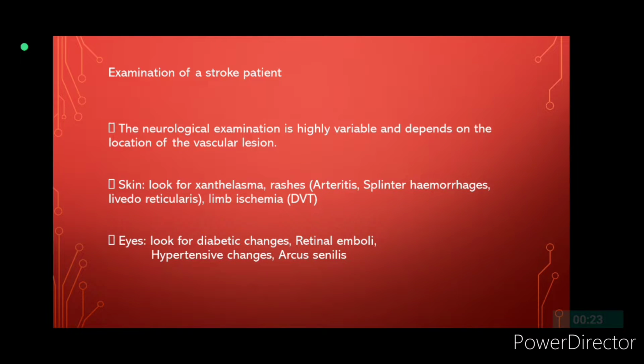Examination of a stroke patient. First point. The neurological examination is highly variable and depends on the location of the vascular lesion. Second point. Skin. Look for rashes, hemorrhages, limb ischemia, DVT, also known as deep vein thrombosis.